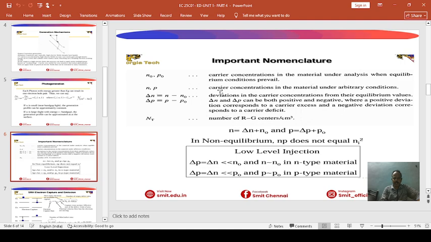When external energy such as light or voltage is applied, additional carriers are generated. These are called excess carriers. The excess electron concentration is represented as delta N. The excess hole concentration is represented as delta P. The total electron concentration becomes N equals N naught plus delta N. The total hole concentration becomes P equals P naught plus delta P. So this condition is called non-equilibrium condition. This concept is very important in device analysis.